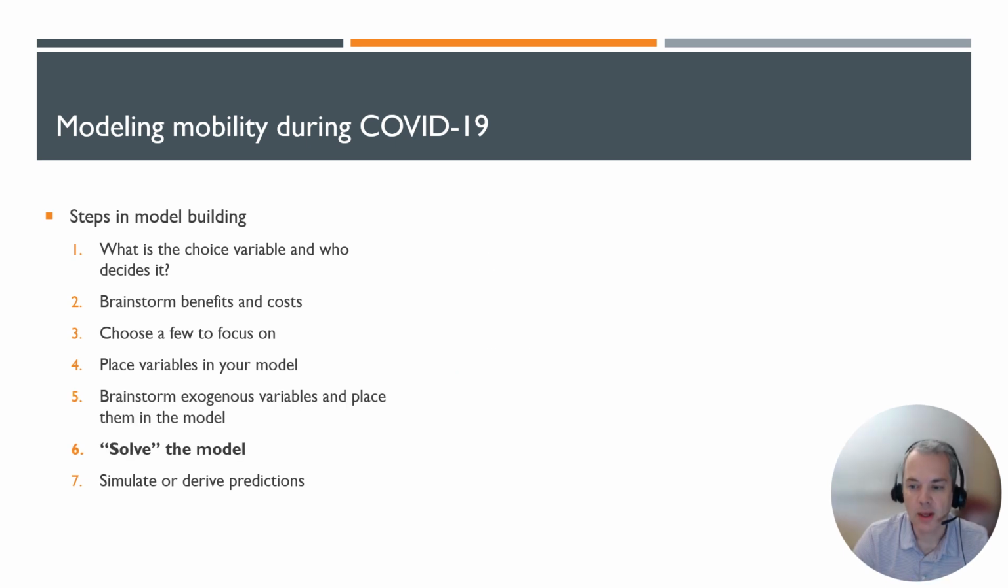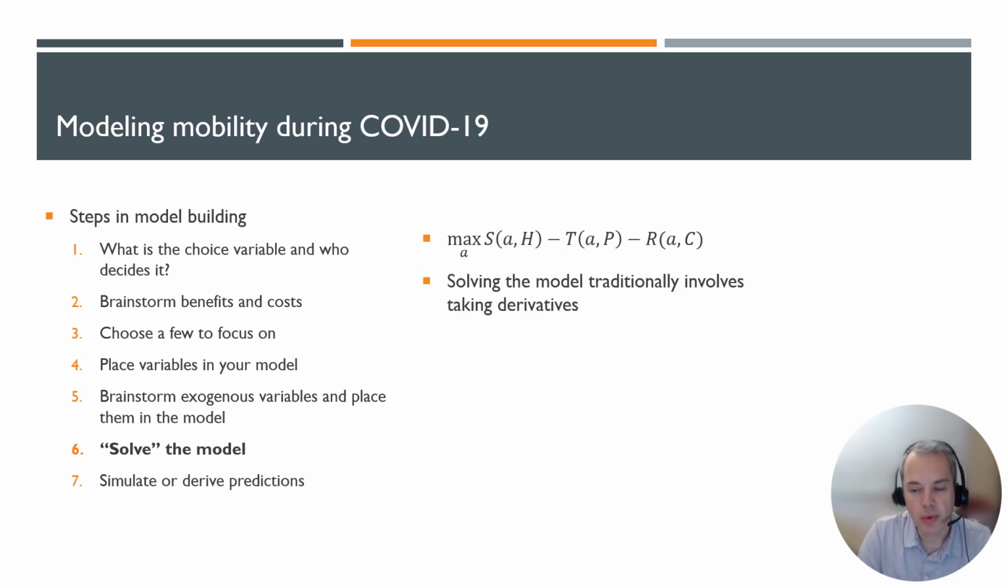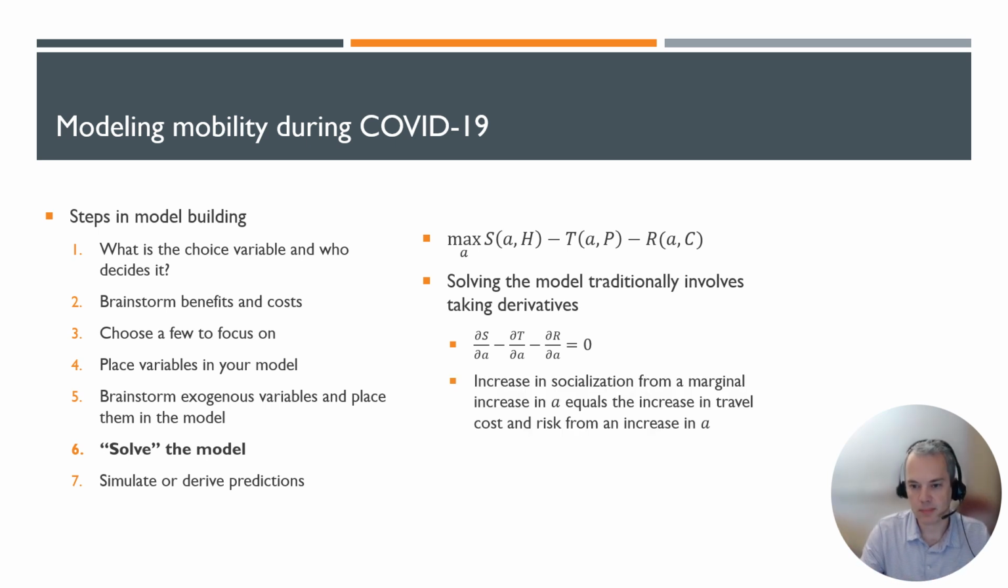So now we want to solve the model. And so we have this maximization problem, and traditionally we would solve it by taking a derivative with respect to A to say, okay, what level of A maximizes this net benefit? So we can show it here as the partial derivative of S with respect to A minus the partial derivative of T with respect to A minus the partial derivative of R with respect to A, and we're going to set all that equal to 0. That's when we're at the peak of this net benefit function. And what this says is that the increase in the socialization benefit from a marginal increase in A is going to equal the increase in the travel cost and your increase in risk from increasing A.